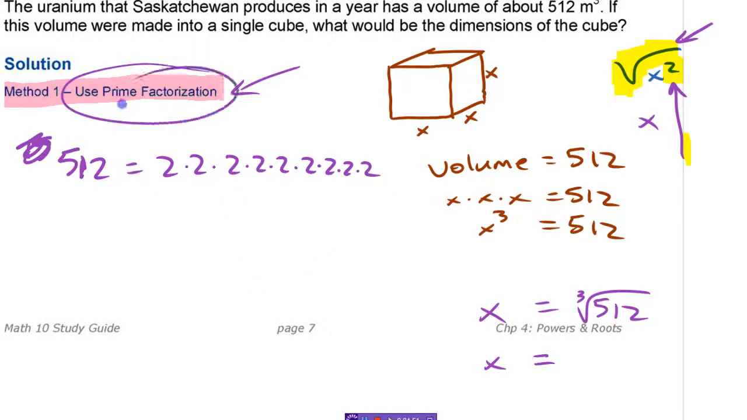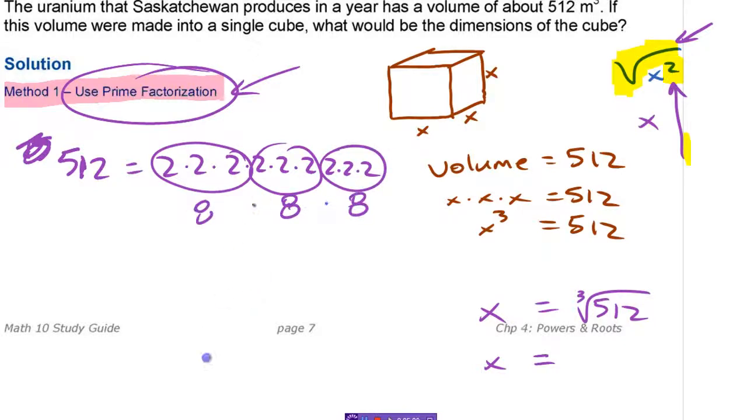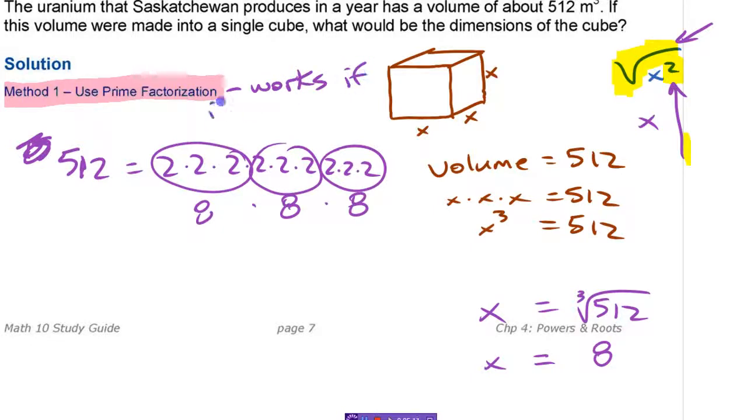Prime factorization only works if it is a perfect cube. Here you can make 3 equal groups, and the 3 equal groups work out to 8. So then that cube root has to be 8. That method only works if it's a perfect cube. I would put that note here: works if it's a perfect cube.